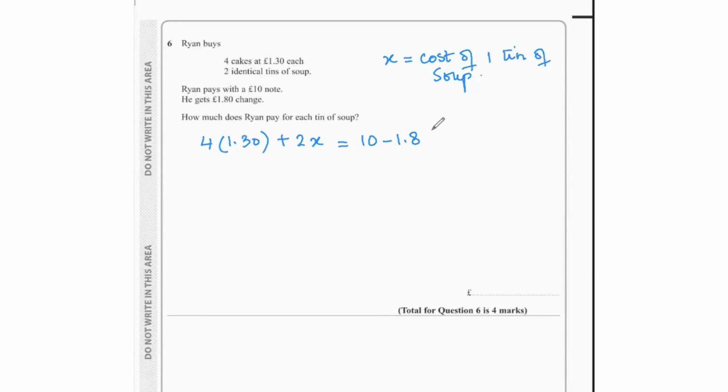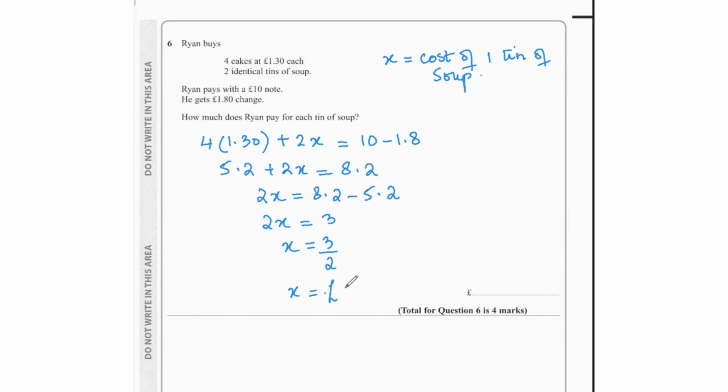So basically he spent 8.2 pounds on the cakes and soups. So that's 5.2 plus 2x equals 8.2. 2x is 8.2 minus 5.2, which is basically 3. x is 3 over 2, which in decimals is 1.5. So 1.5 pounds is the cost of each tin of soup.